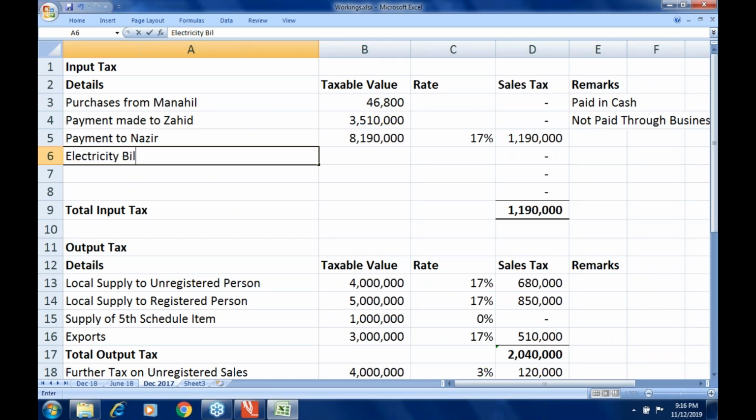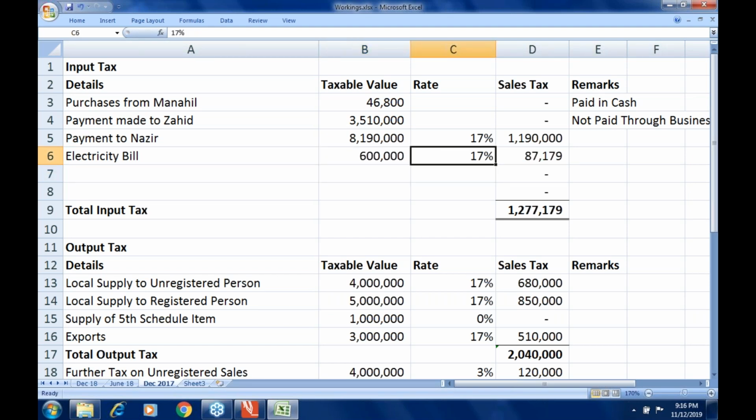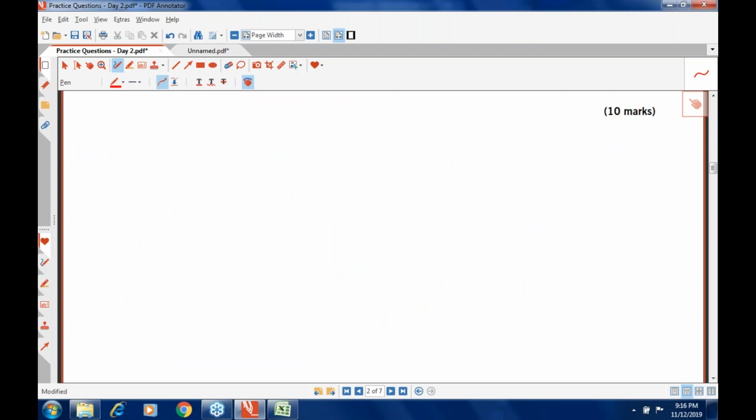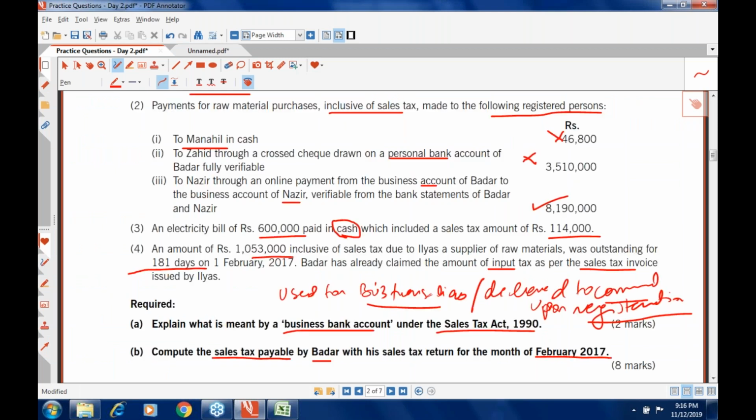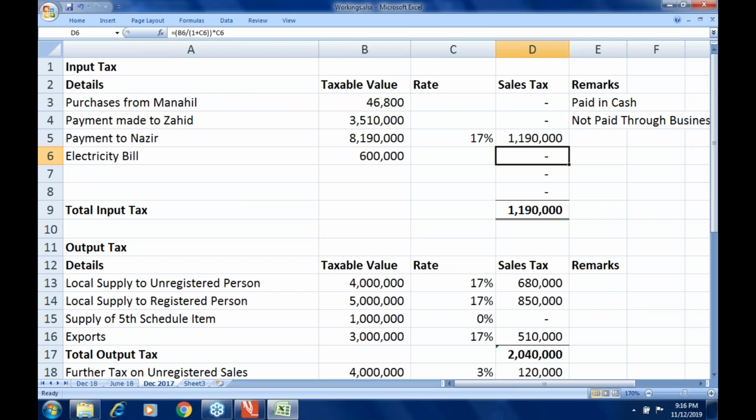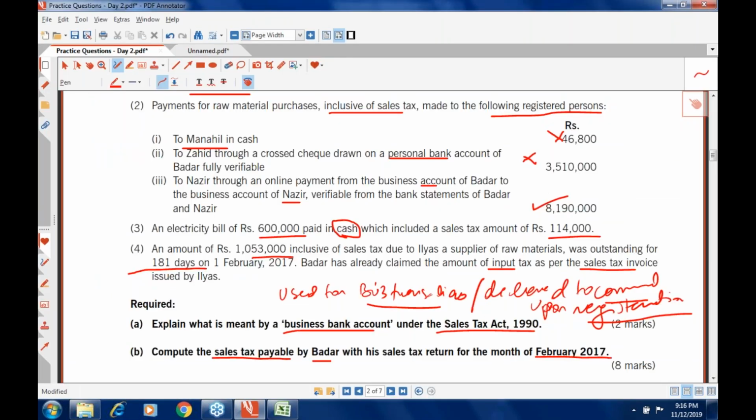The next situation is it says electricity bill. The amount of payment for the electricity bill is 600,000, and this is also inclusive of sales tax. The amount of sales tax is mentioned here, and it's 114,000.